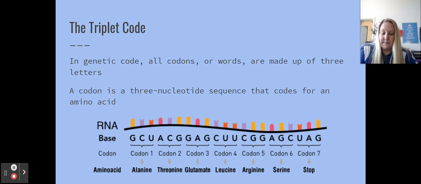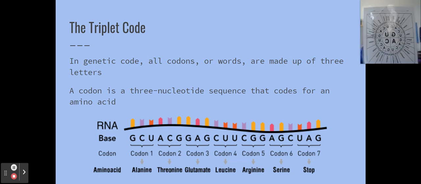In genetics, all codons or words are a series of 3 letters. So in genetics, we look at our words as only being 3-letter words. A codon is a 3-nucleotide sequence that codes for an amino acid. So right here on your test, I will give you a codon chart. Your codon chart will look something like this.